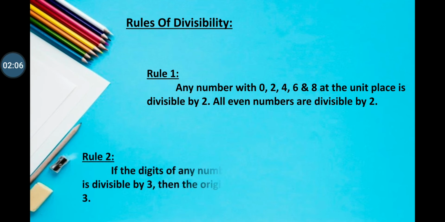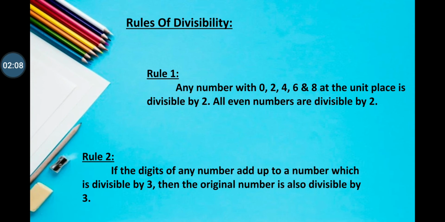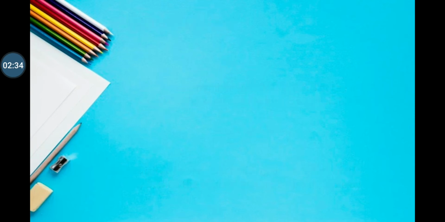And according to the second rule, if the digits of any number add up to a number which is divisible by 3, then the original number is also divisible by 3. It means that we have to add up all the digits in a number, and if the answer after adding up all the digits is divisible by 3, it means the whole number is divisible by 3.